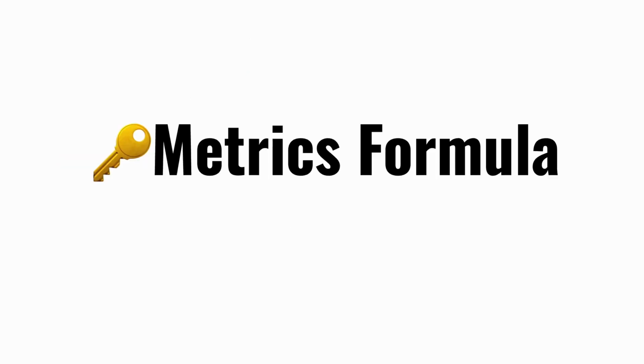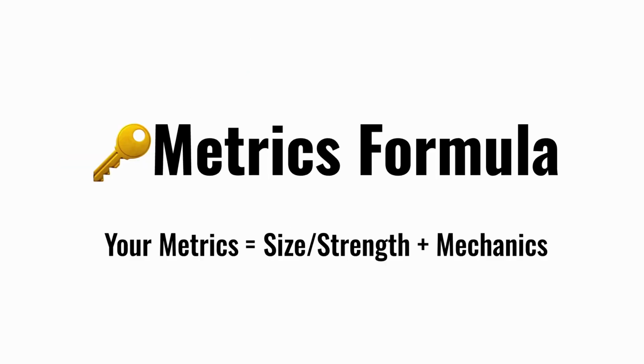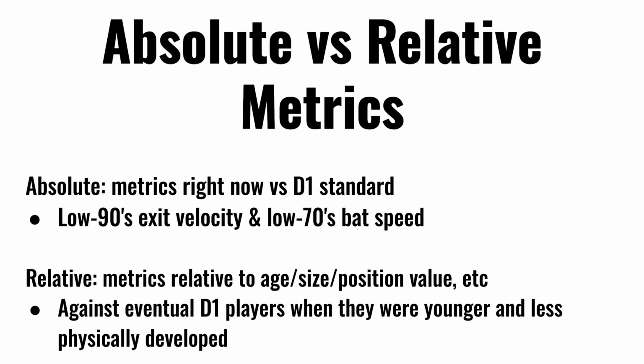The metrics formula. Your metrics equal your size and strength, your physical development, plus your mechanics. This is basically the 3 pillars expressed in a formula. Your metrics are a byproduct of your mechanics and your strength. The 3 pillars are closely interconnected in this way. We'll talk more about absolute and relative metrics in the next section, but absolute metrics are actual Division I benchmarks of actual Division I players right now. Relative metrics are relative to your age, your year, your strength, or your level of physical development.